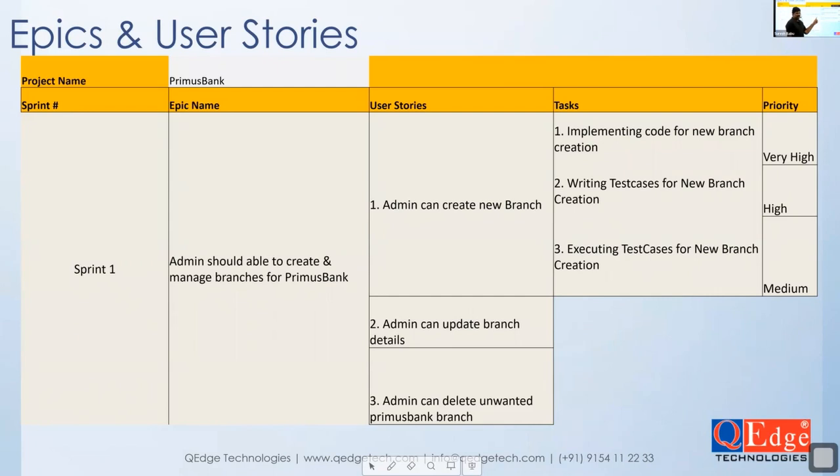For each feature, a story will have multiple task items. Writing the code for new branch registration, task 1. Writing test cases for branch registration, task 2. Executing test cases for new branch registration, task 3. The Scrum Master will assign the priorities, what to do first, what to do next, and assign the work to the concerned developers and testers.